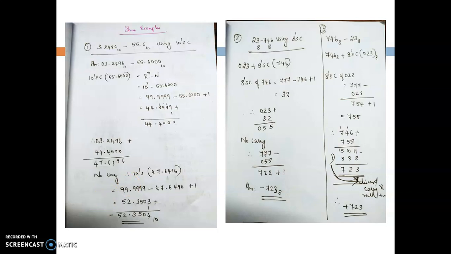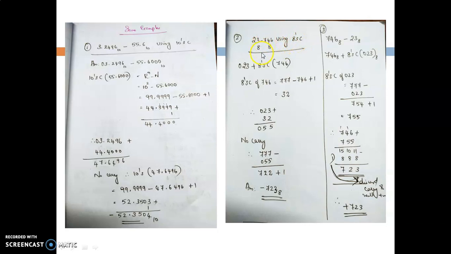And that means this result is negative. So in order to find out the true format, you are taking the tens complement of 47.6496, which is nothing but nines complement of this number plus 1. So it is 99.9999 minus 47.6496 plus 1. So it is 52.3503 plus 1, which is minus 52.3504. Okay, so 3.2496 minus 55.6 to the base 10 is equal to minus 52.3504.